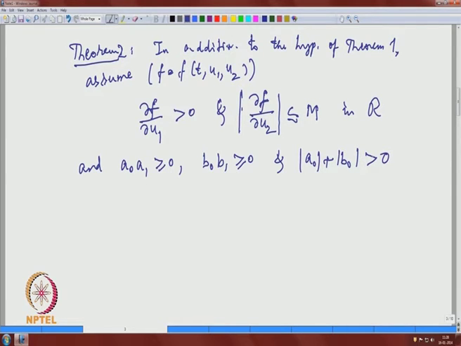Okay. So, we have already assumed that A 0 and A 1 do not vanish simultaneously and B 0 B 1 do not vanish simultaneously. Those are standing hypotheses on the boundary conditions, and in addition to that, now we are assuming that A 0 and A 1 both have the same sign, B 0 B 1 have the same sign, and A 0 B 0 do not vanish simultaneously. Then the BVP has a unique solution.